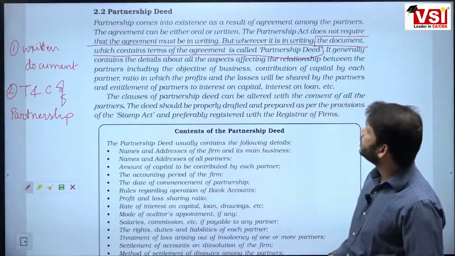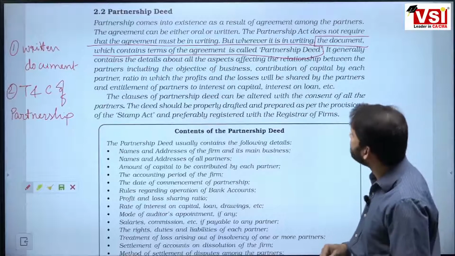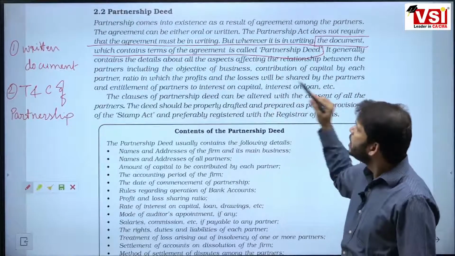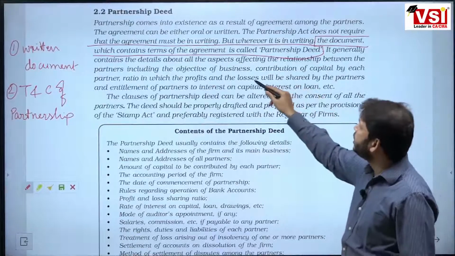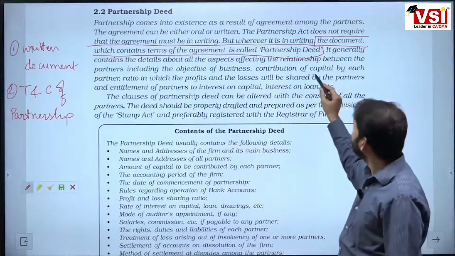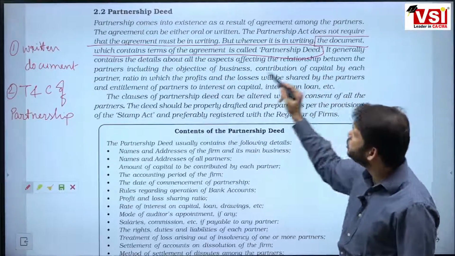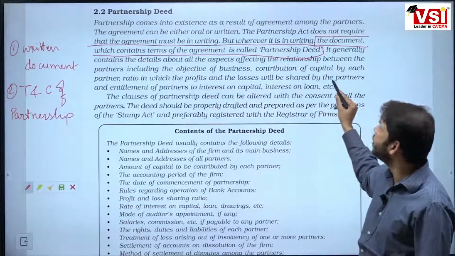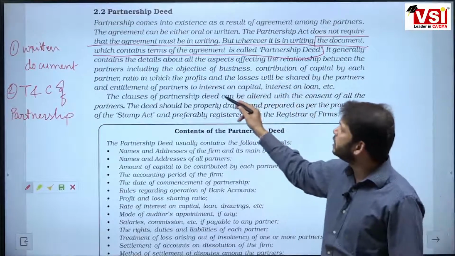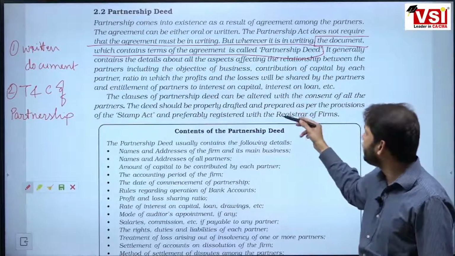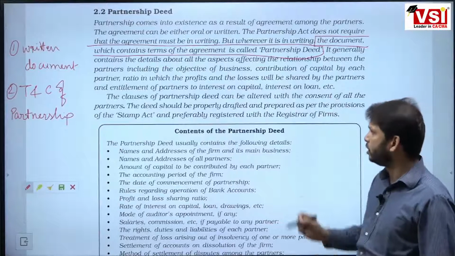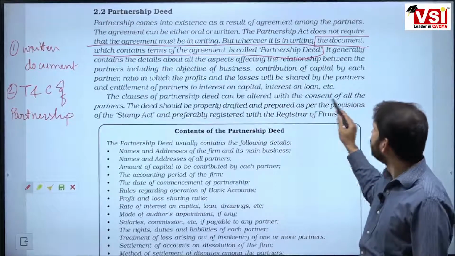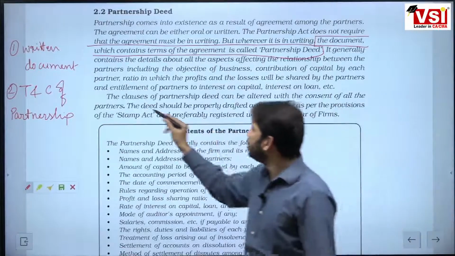It generally contains the details about all the aspects affecting the relationship between the partners, including the objective of business, contribution of capital by each partner, ratio in which profits and losses will be shared by the partners, and entitlement of partners to interest on capital, interest on loan, etc. The clauses of partnership deed can be altered with the consent of all the partners.